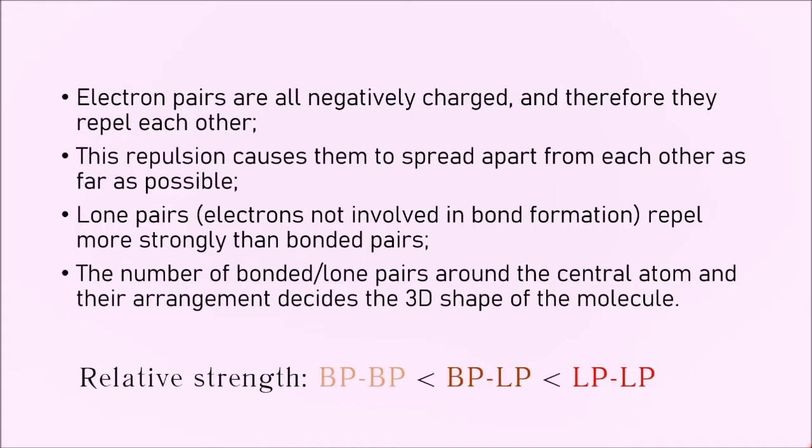Two bonded pairs of electrons will repel each other less strongly than a bonded pair and a lone pair, and those will repel each other less strongly than two lone pairs. If you can imagine two lone pairs, they repel each other, but the strength of repulsion between two lone pairs is much stronger than between two bonded pairs. So now let's have a look at all these combinations.